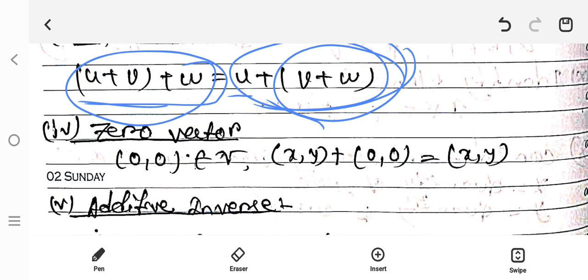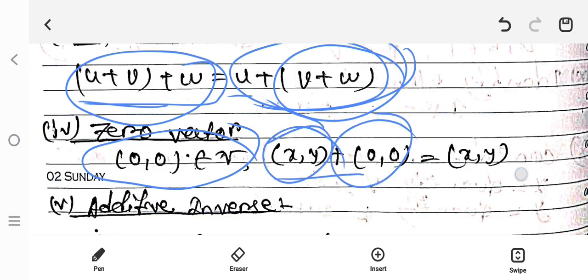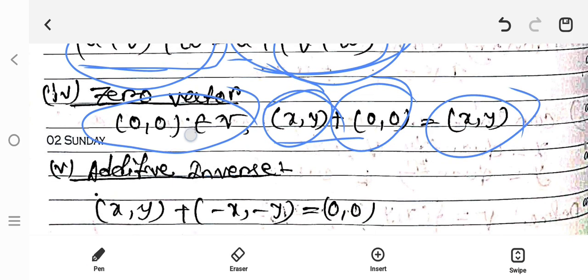And the zero vector (0, 0) belongs to set V, and if we add (x, y) plus the zero vector, this vector plus the zero vector gives us (x, y). In the economic sense, (0, 0) represents no production, right? So zero output in the economy. Sometimes in an economy there is zero production or zero output, so this will be the same here.